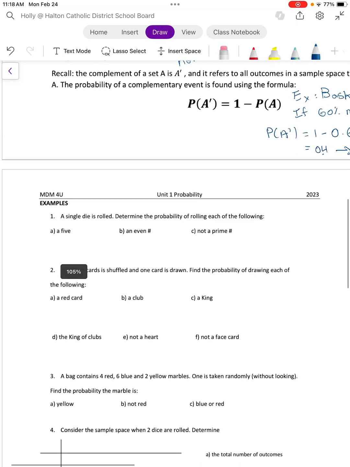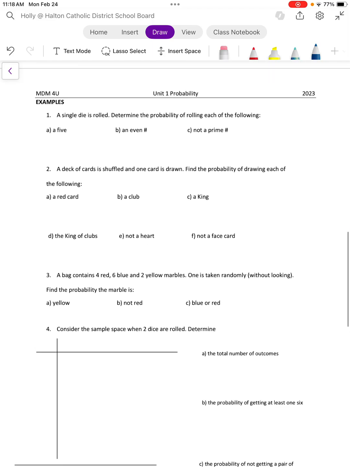So we're going to look through a few examples here. You're going to want to get familiar with a die or a set of dice. You want to get familiar with what prime numbers are. You'll also, maybe I'll post as well, have a visual of what a deck of cards looks like, because you're going to have to get familiar with that as well. So let's start with a single die, has 6 sides, and a single die is rolled. So determine the probability of rolling each of the following.